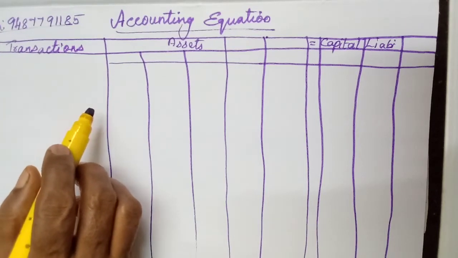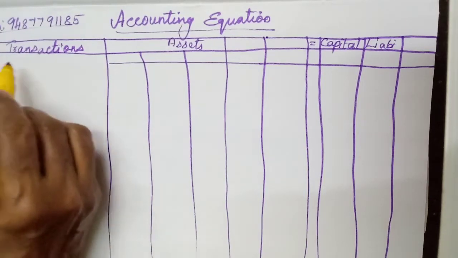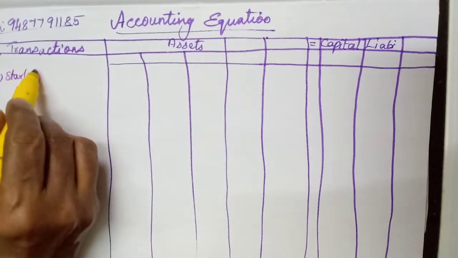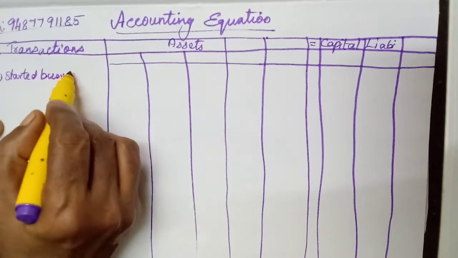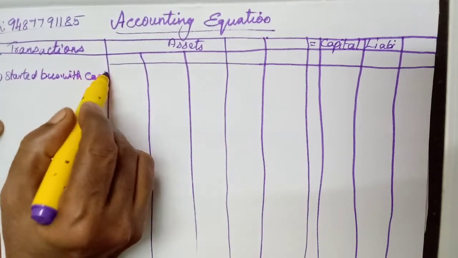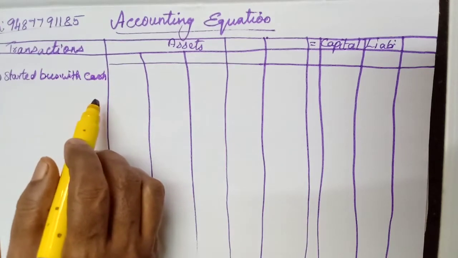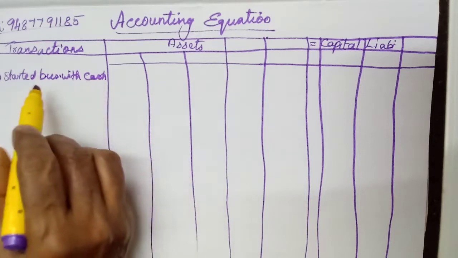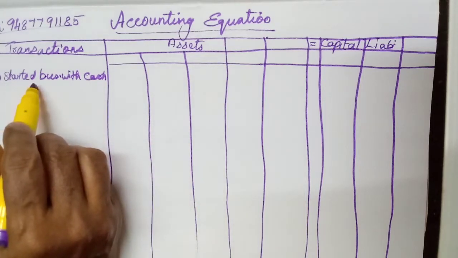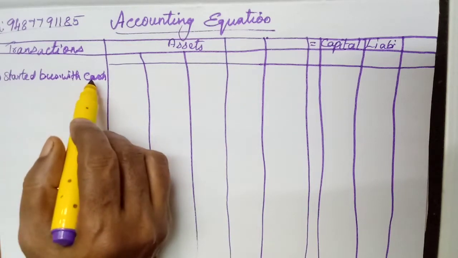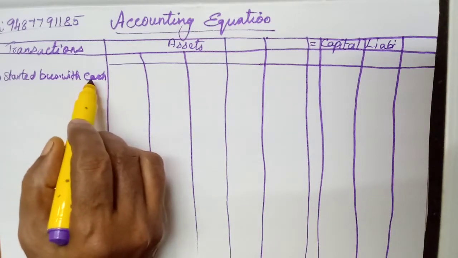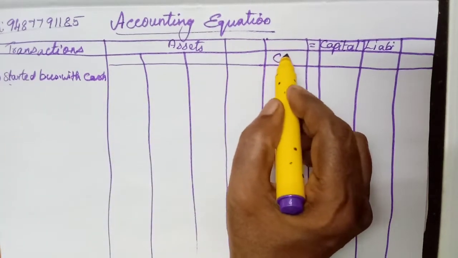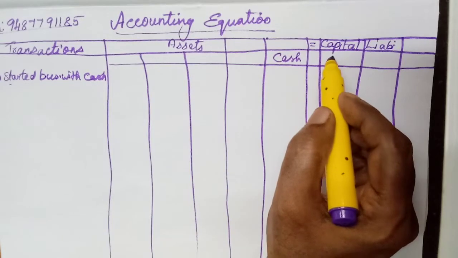Transactions. First one, started business with cash. Right here, number 1. You can use the particulars column. What is the amount? 60,000. So where will it come? It will affect 2 accounts, isn't it? One account will increase, either increase or decrease, whatever it is. So here one is cash. Started business, I told you, capital. So we will write here cash. Then here you write again capital.